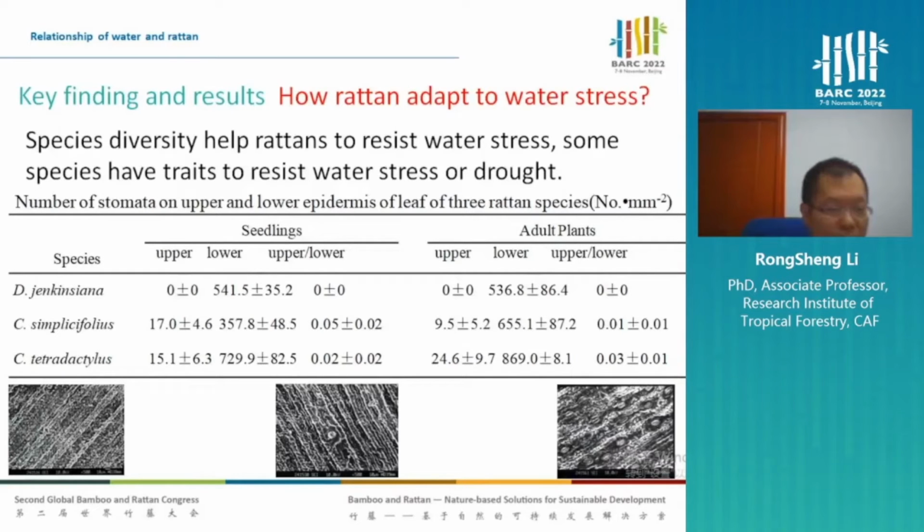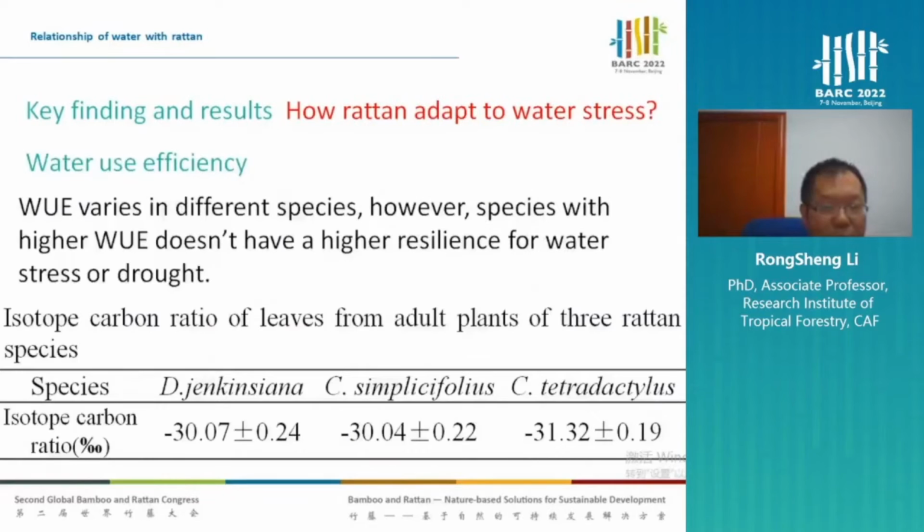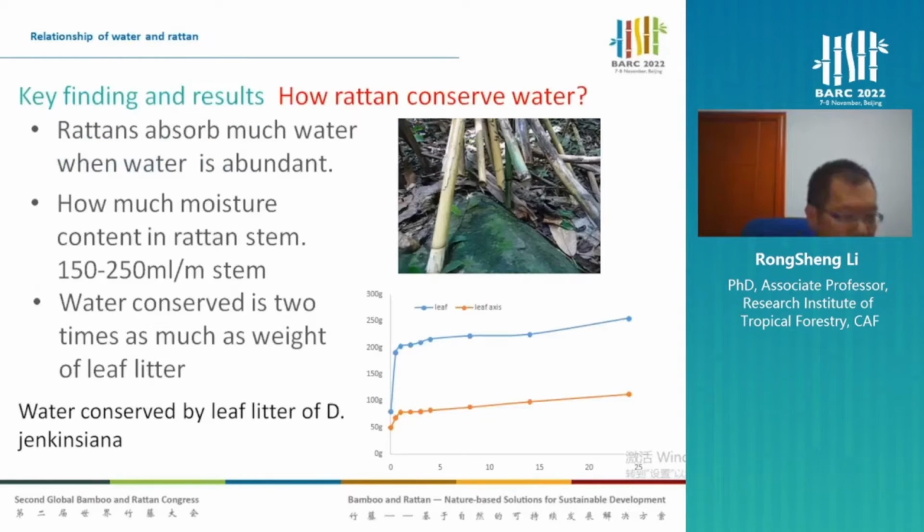In terms of water use efficiency, it is higher in Daemonorops jenkinsiana than in a smaller stem species, but equivalent to species with stem diameter of the same class. Thus, species diversity is critical to survive global deforestation and climate change. Finally, let's turn to how much water rattan conserves. Let's see a video.